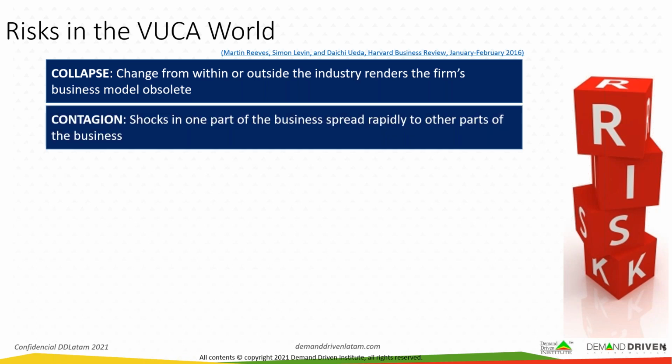We also have a contagion where a shock in one part of the business spreads to other parts of the business. And if you think about it, what's going on today with the shortage of microprocessors, a shortage of microprocessors in one area is affecting the entire car industry in the United States. So it's a very interesting thing where you have a shock in one area, and now you're affecting a very, very large part of your supply chain network.